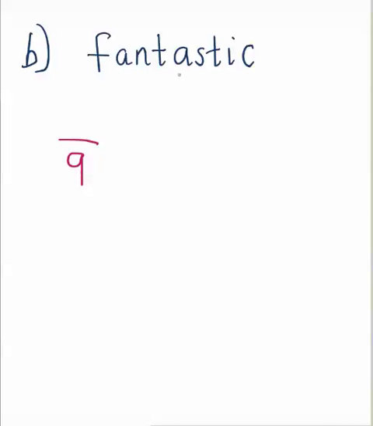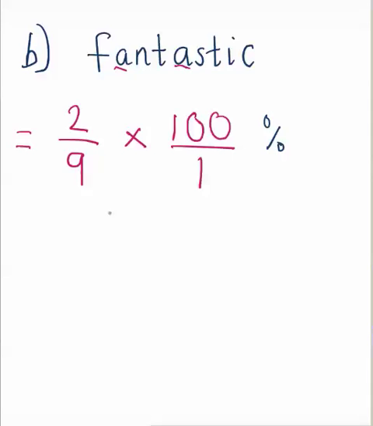And out of those 9 letters, 1, 2, I've got 2 A's. So 2 out of 9 letters are A's. And if the question was, what's the fraction of A's in the word fantastic, that will be my answer. But it asks us, what is the percentage? So now all I've got to do is times this by 100, and it's really 100 over 1. And don't forget, we've got to add that symbol later on.